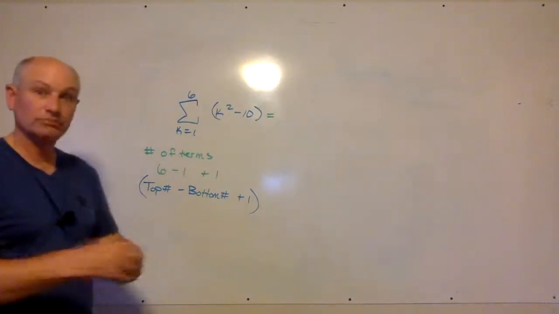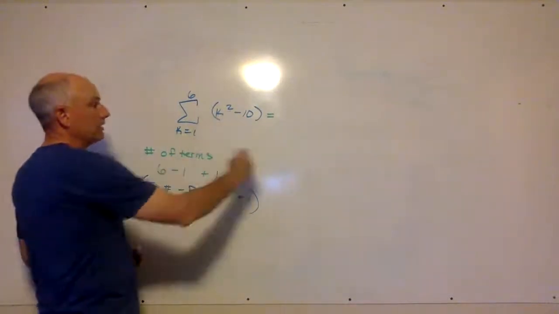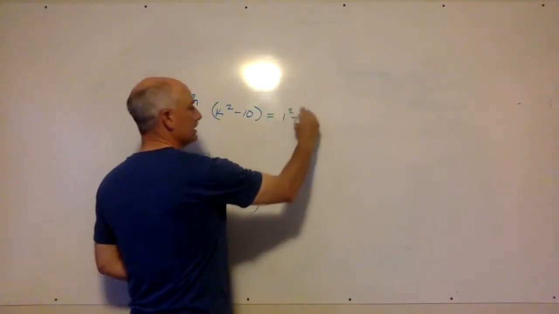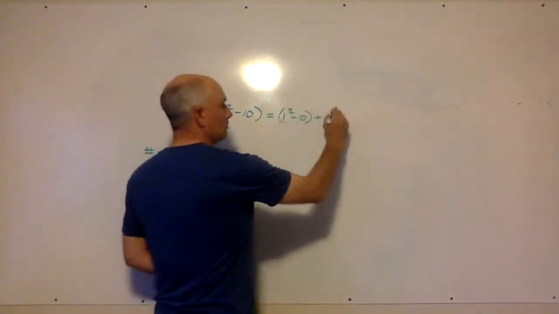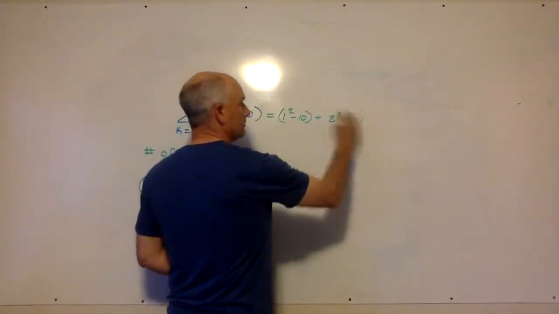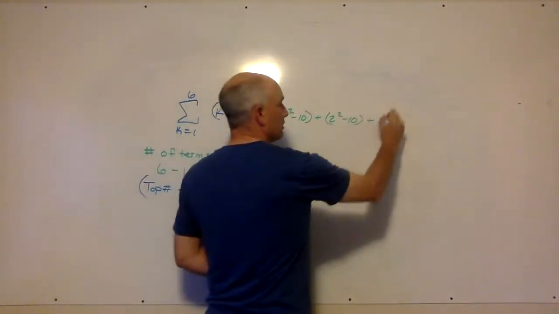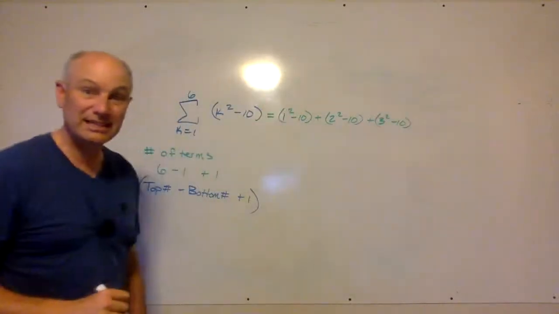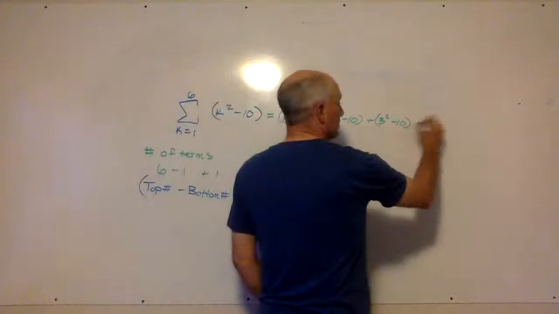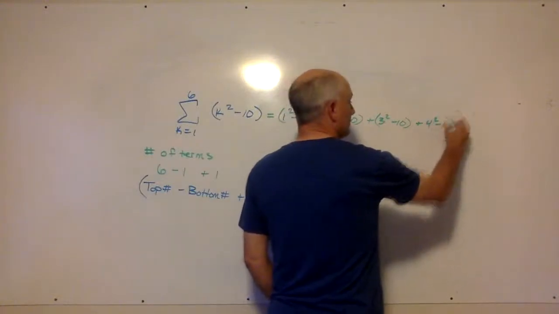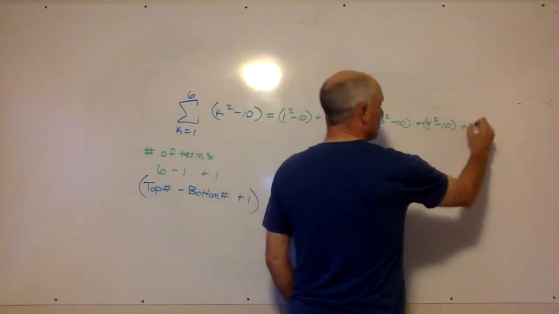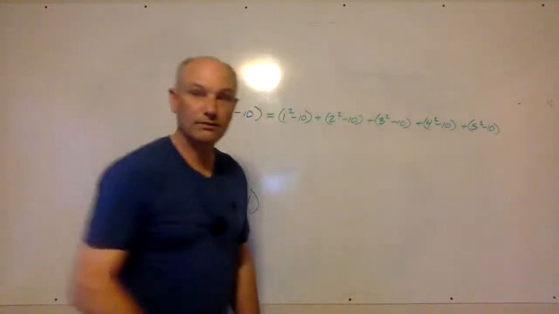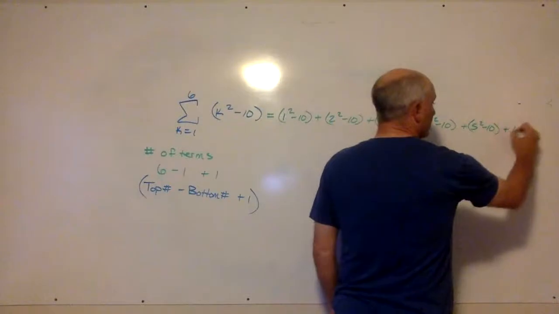All right, so here we go. In calculating this, if I take the time to write it out, I'm going to do 1 squared minus 10 plus 2 squared minus 10 plus 3 squared minus 10. Notice my use of parentheses here. Plus 4 squared minus 10. I'm probably going to run off the screen here. 5 squared minus 10. And finally, plus 6 squared minus 10.